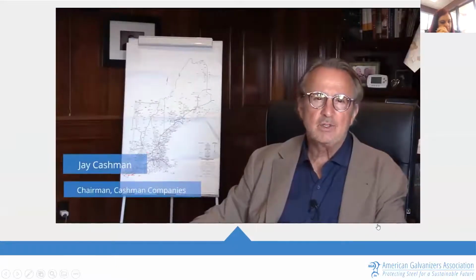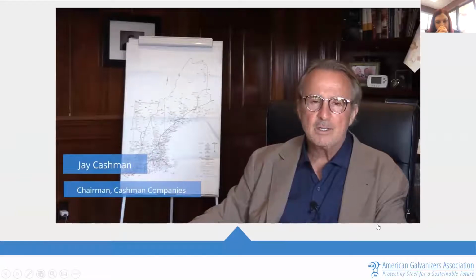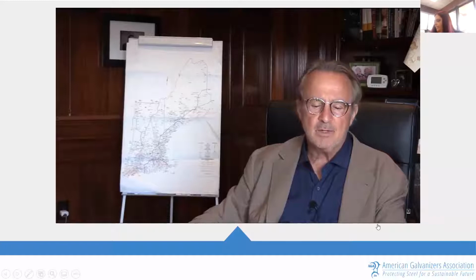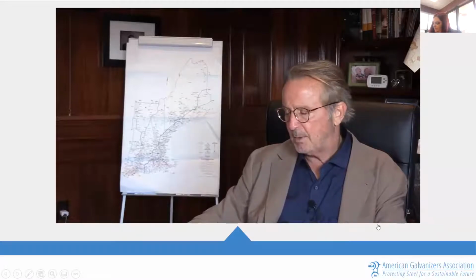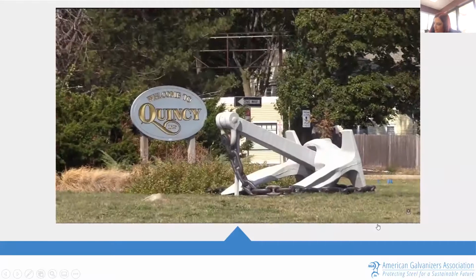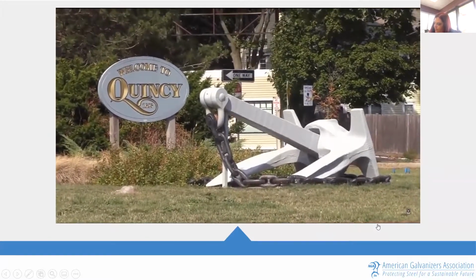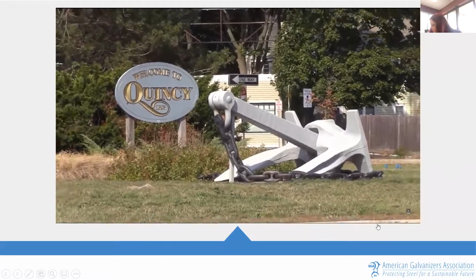My name is Jay Cashman. I'm the chairman of the board of Cashman Companies, located here in Quincy, Massachusetts. The company was started by myself in about 1970 when I was in high school. Over the years, we built it into a multidisciplined heavy civil, marine, dredging company.